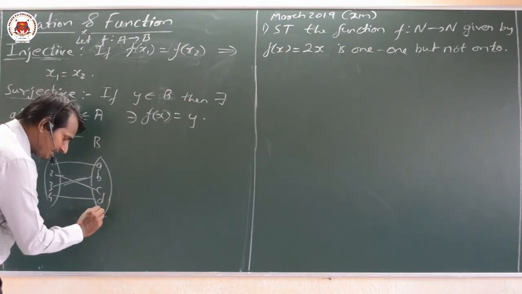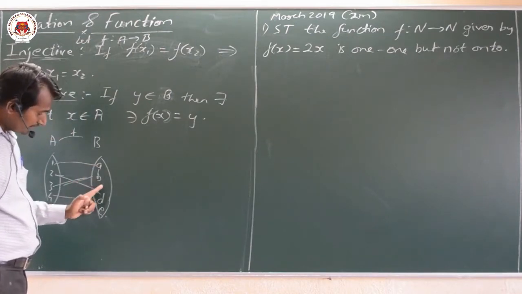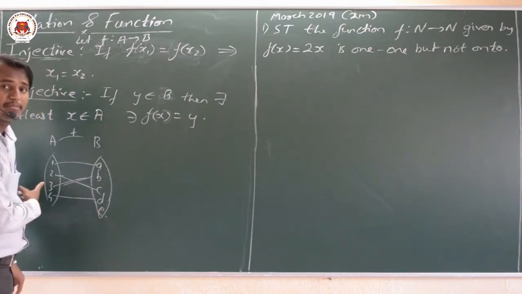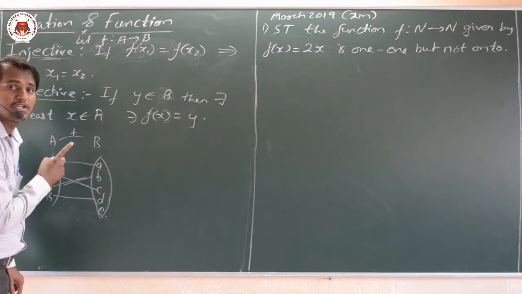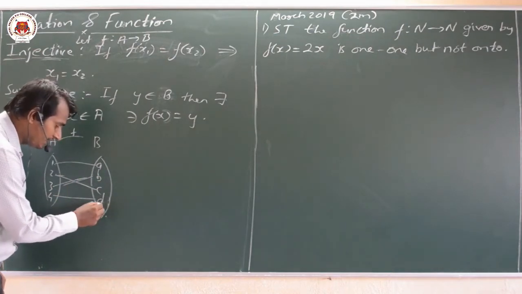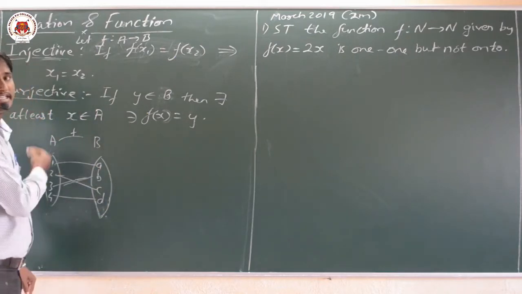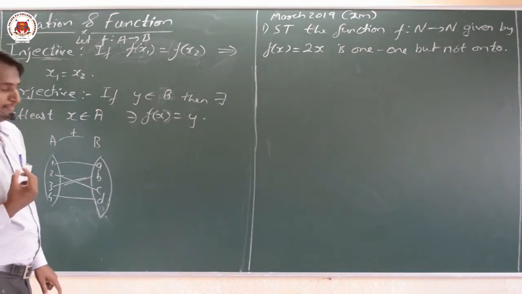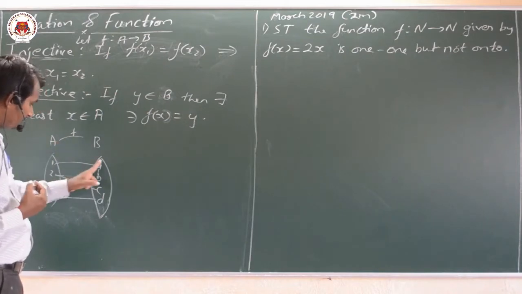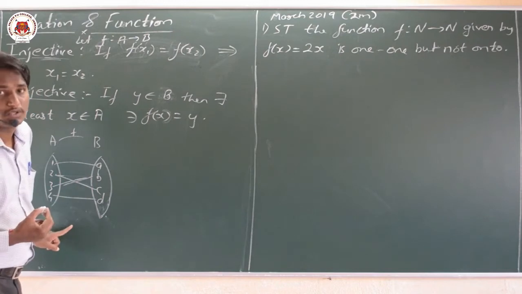If suppose we have one more element E here, we can observe that not every element of the set B is an image. Why? Because E is not an image of any element of the set A. Therefore it is not an onto function. We require every element of B to be an image of the set A; then only it is an onto function. In this particular example 1, 2, 3, 4, this mapping f from A to B is both 1-1 as well as onto.